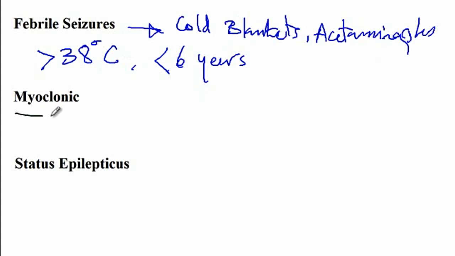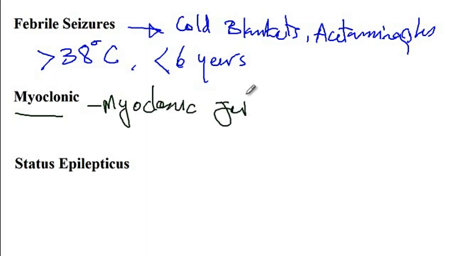The next condition is myoclonic seizure, which presents with a simple or multiple myoclonic jerks, and you will have to treat these patients with the valproic acid.